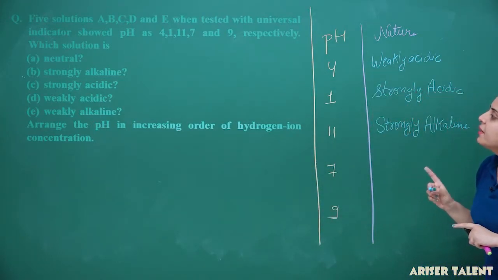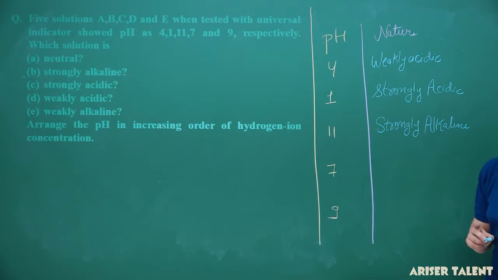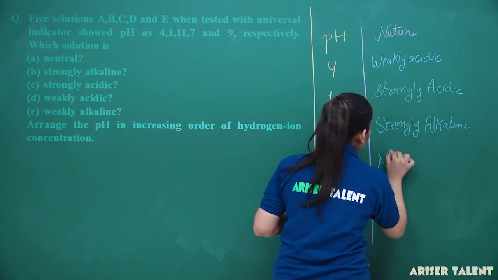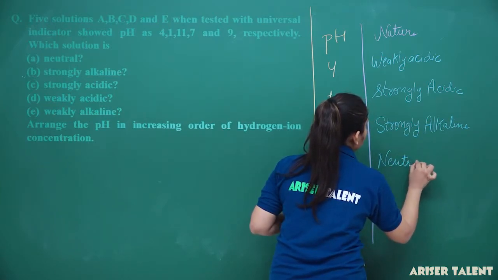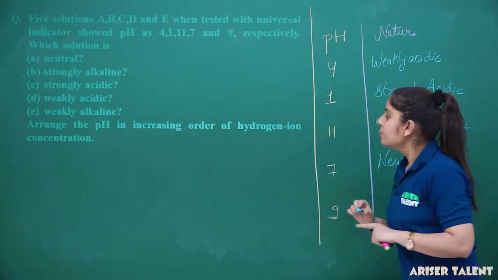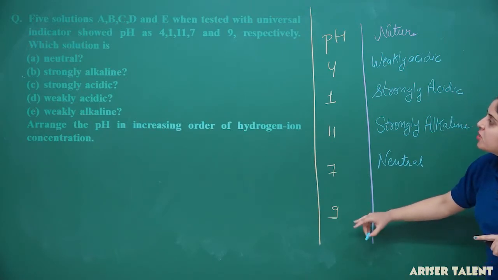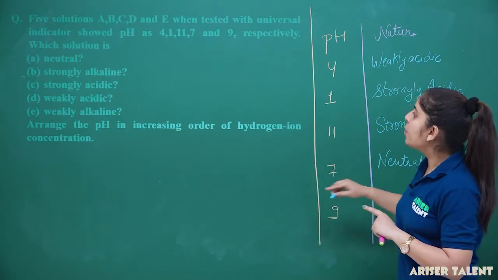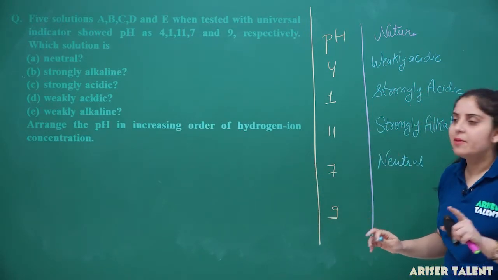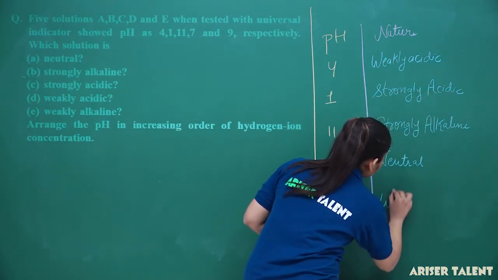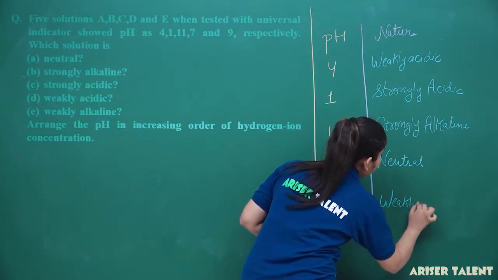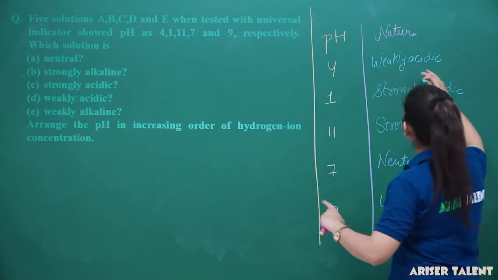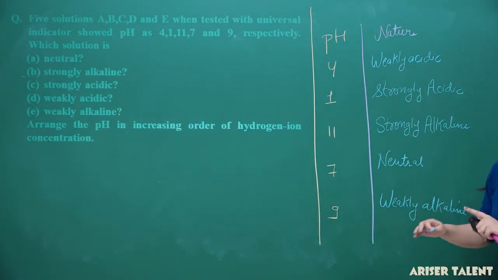Now if I am considering the pH to be 7, it will be neutral in nature. So we can say that the compound will be neutral in nature. If I am considering the pH value 9, I can say that the solution will be weakly alkaline, because strongly alkaline is the case of 11. So pH 9 will be weakly alkaline. Is it all right? So this will be our pH chart for the different values.